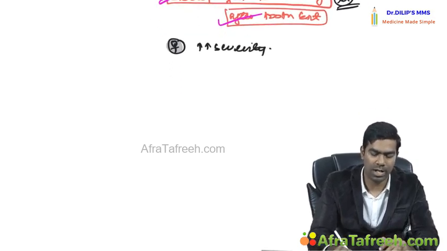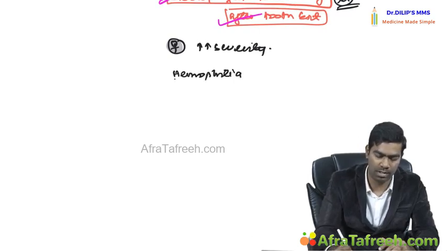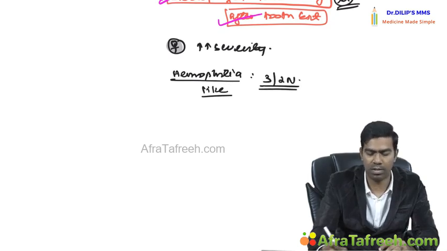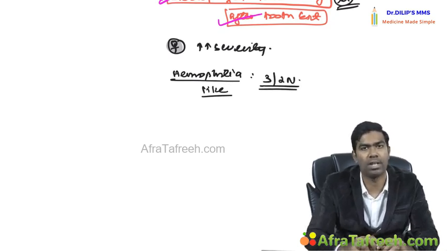And I told you hemophilia-like presentations will happen in only two disorders, two types of Willebrand disease, that is type 3 and type 2N. So these are the two types of Willebrand diseases which can have a hemophilia-like presentation.